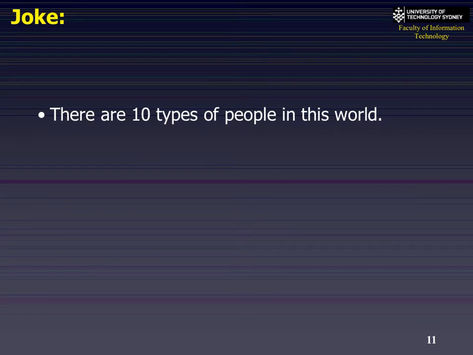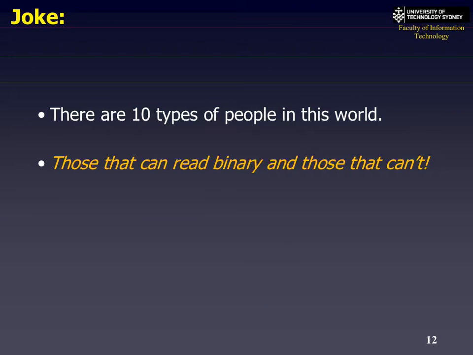This leads me to a classic joke you'll see on Computer Science geek t-shirts. There are 10 types of people in this world: those who can read binary and those who can't.